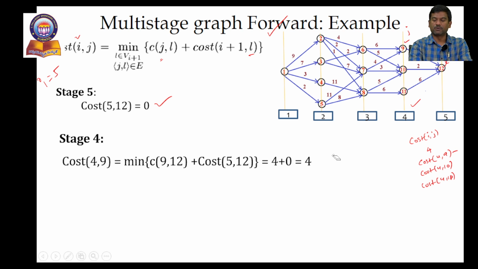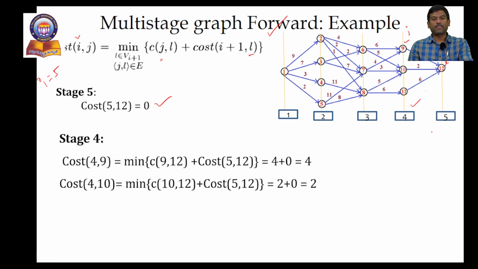So cost of 4 comma 9 is equal to 4 plus 0, that will be equal to 4. And also you need to compute the next one, that is cost of 4 comma 10.